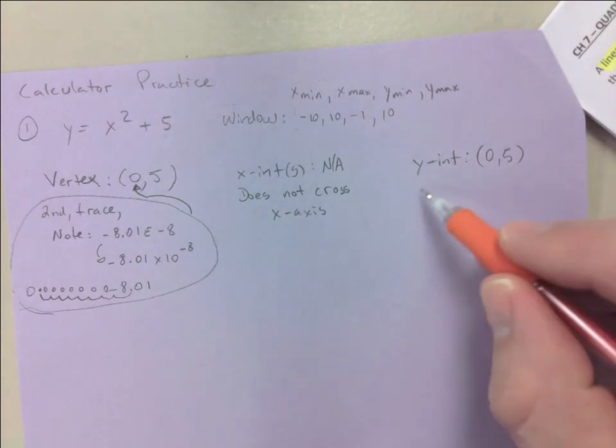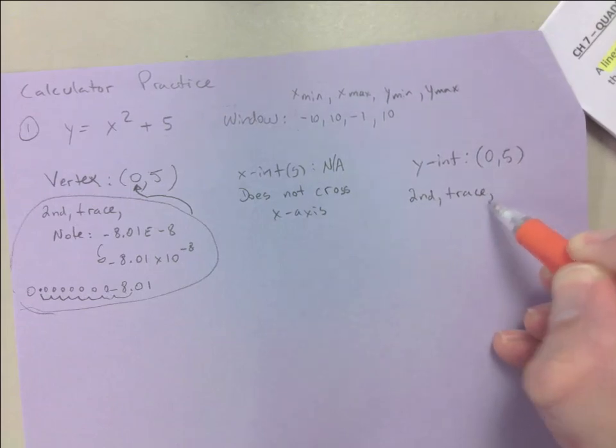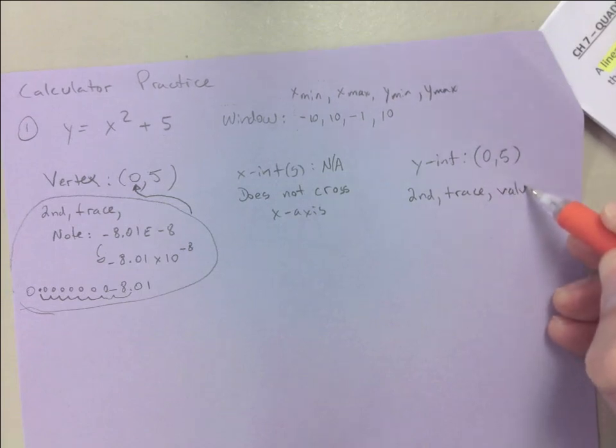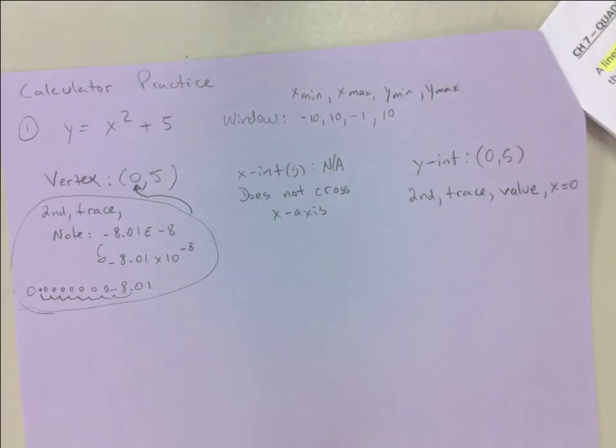But how would you find this using the calculator if you don't catch it? It's second trace, what? Value. And then you let x equal to 0. Like if you're using the calculator, I need you to start telling me what you're pressing, okay?